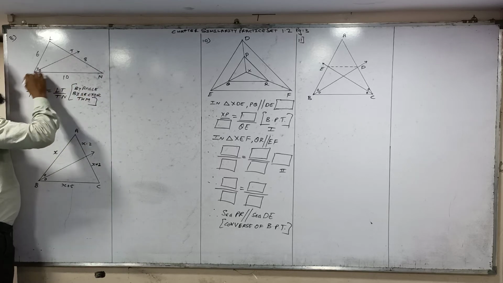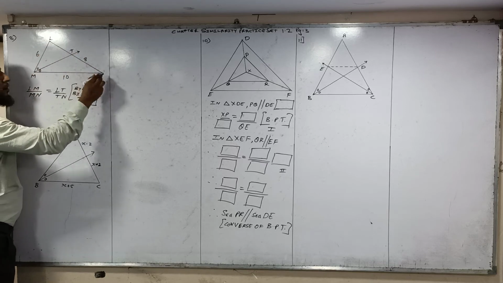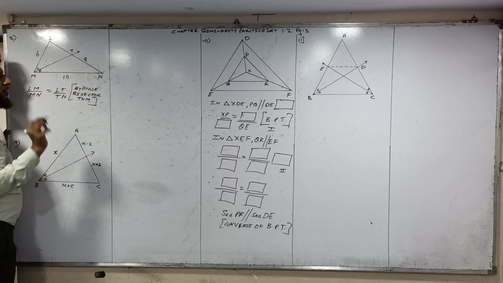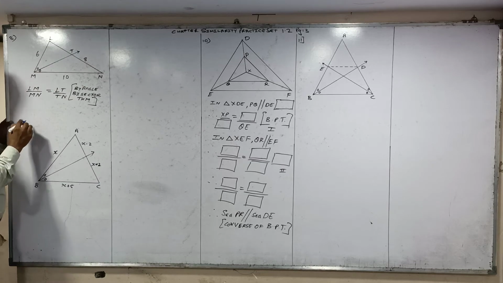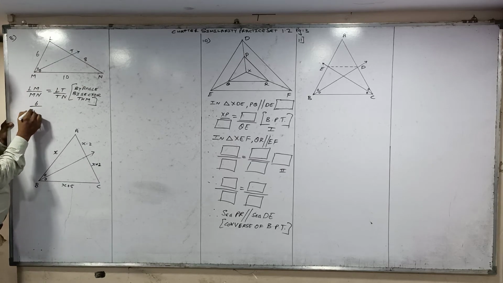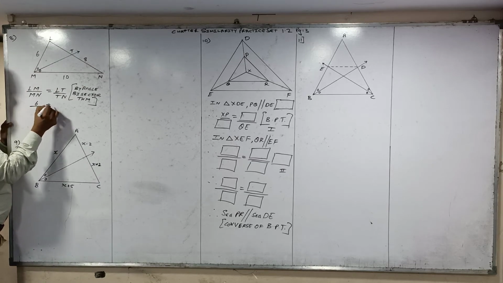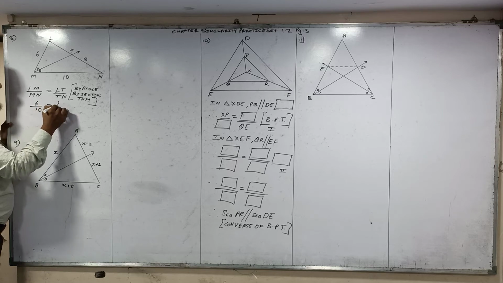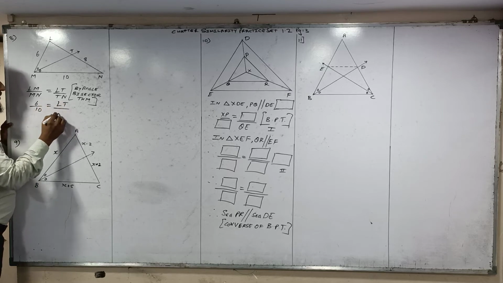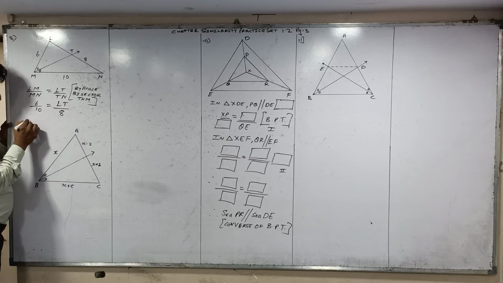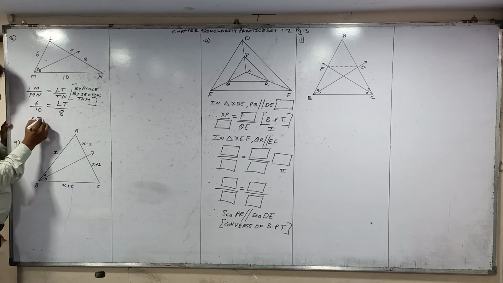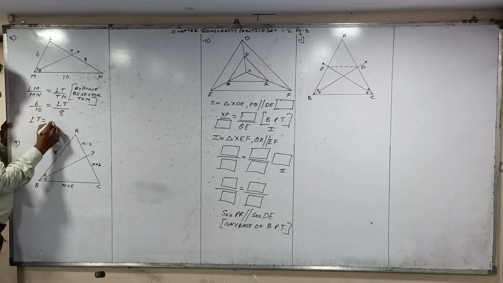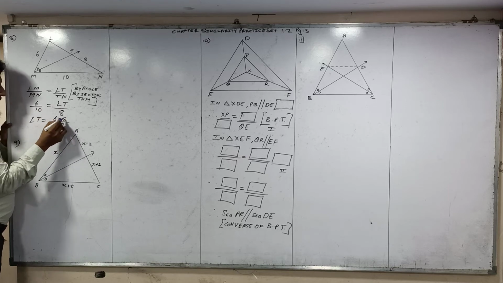So this is the bisector. Therefore LM upon MN will be equal to LT upon TN by the angle bisector theorem. Now put the value: LM is 6, MN is 10, equal to LT, which we don't know, upon TN, which is 8. Now cross multiply, LT as it is, and the 10 will come down, and 6 multiplied by 8.